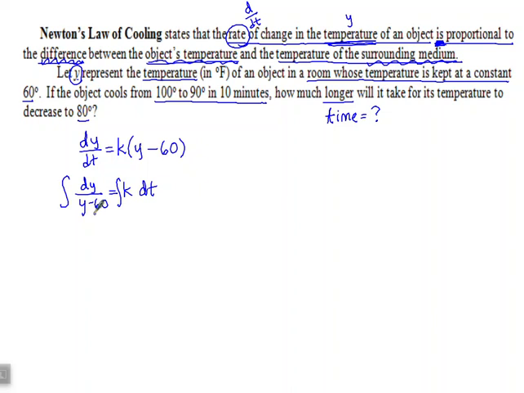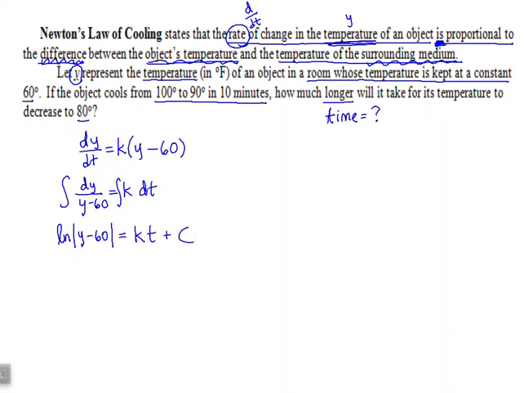And using u substitution, if u is y minus 60, du would only be dy. So we know that that's going to end up just being 1 over u, which makes the natural log of the absolute value of the u expression, y minus 60. And on this side, the antiderivative of k is k times the variable t, and our constant of integration added at the end, plus C.